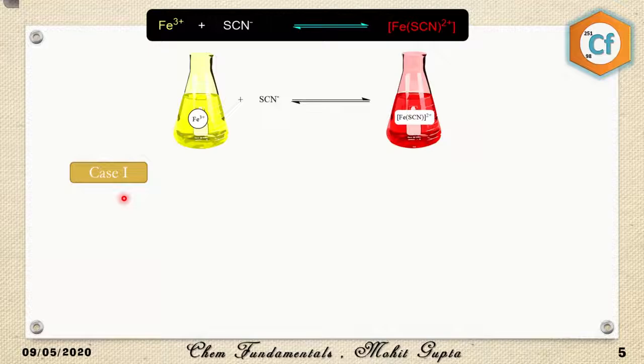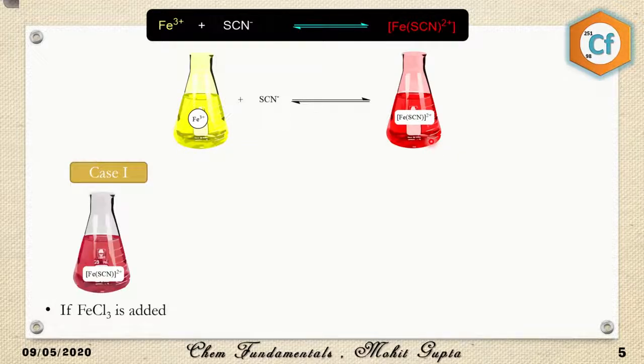There are four cases that we'll be discussing. Case 1. If I add FeCl3 to this solution, then the concentration of Fe3+ ion would increase. If this increases, the equilibrium will shift in the forward direction so as to decrease the concentration of Fe3+ ion. And in order to do so, the concentration of FeSCN2+ will increase, which results in the increase in the intensity of this blood red color. So the color of the solution becomes blood red to brown.